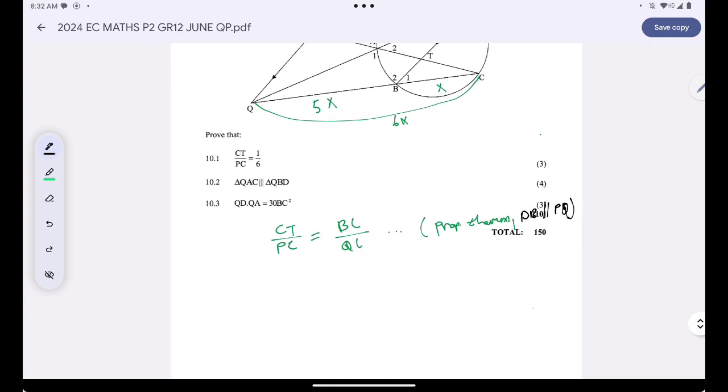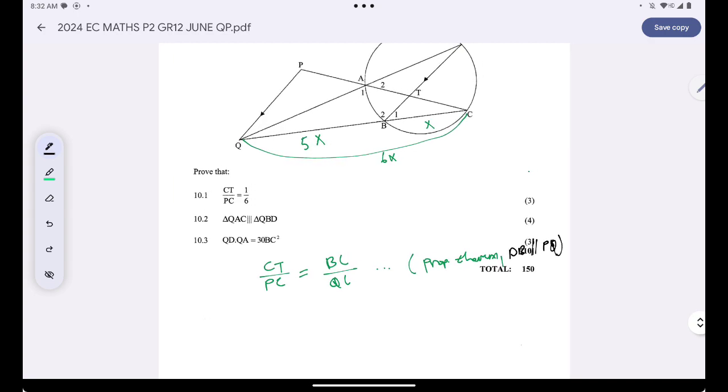Are you together? Remember that if I said BC is x, it simply means QC would be 6x, right? This thing is equal to CT over PC. The x's will cancel. I'll be left with 1 over 6. Therefore, CT over PC is 1 over 6. Are you together? I've just proven that using the proportionality theorem. This guy is equal to 1 over 6.